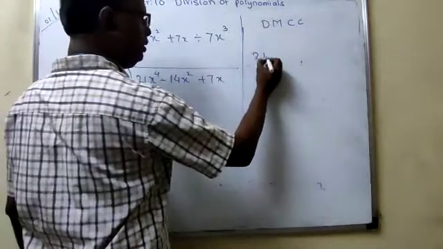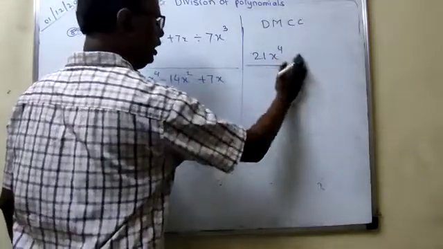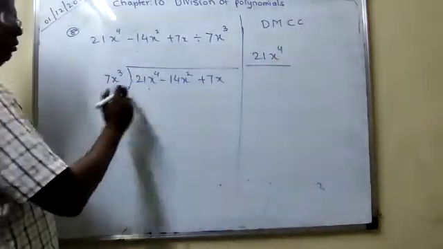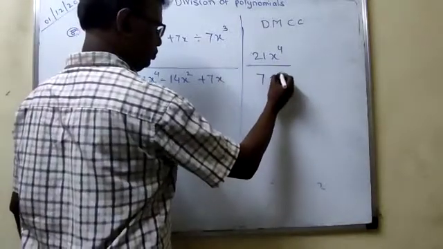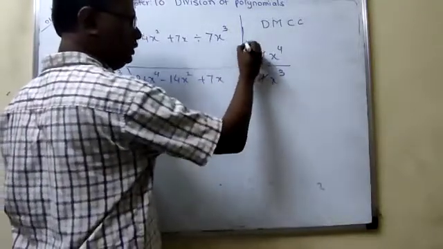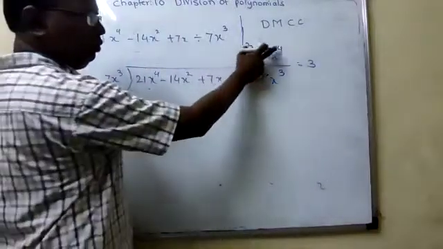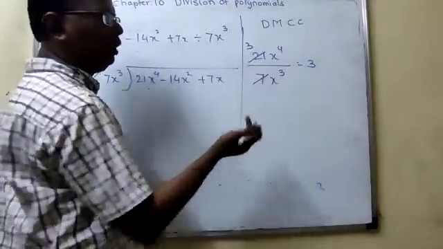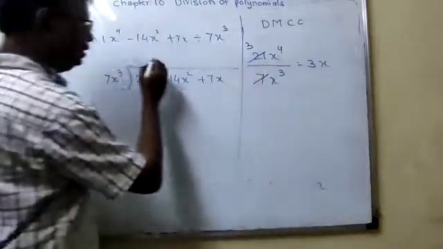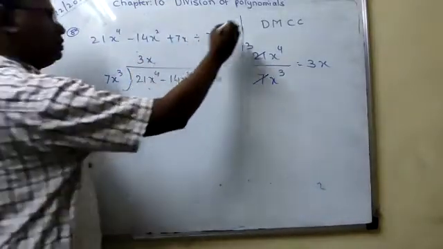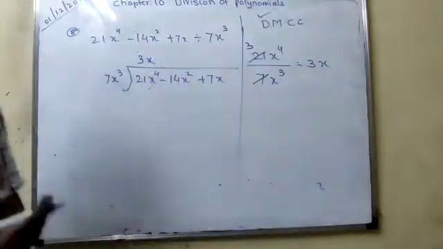First term divided by the first term. What is there? 21x raised to 4 divided by 7x cube. 7 3s are 21, so that is 3. Any doubt? 4 minus 3, what is the answer? 1. That is x. So that is 3x. Division over.